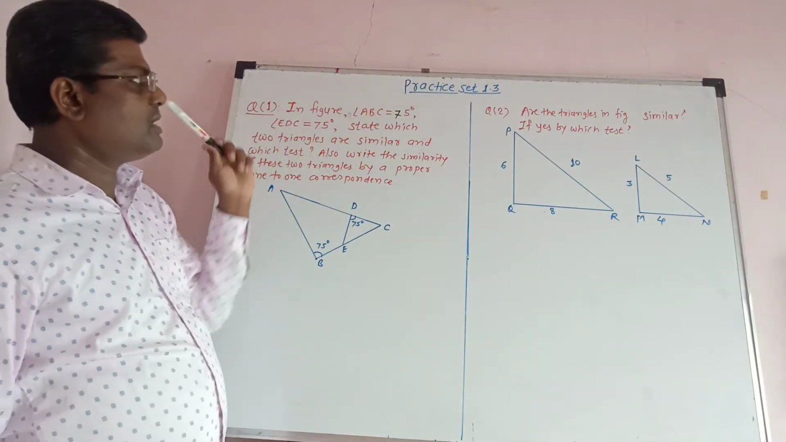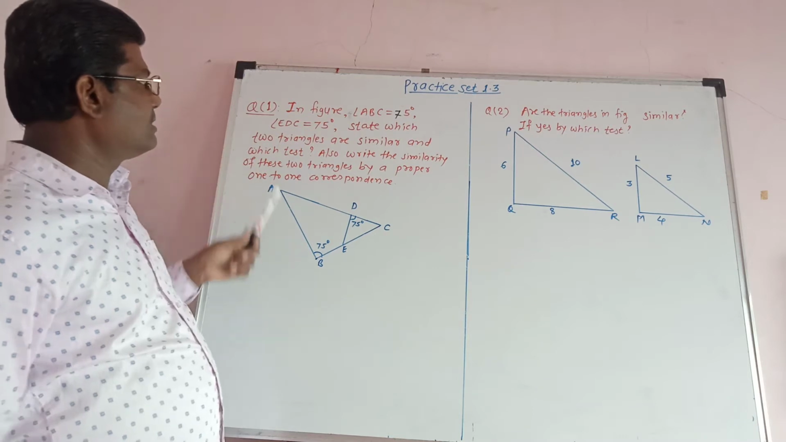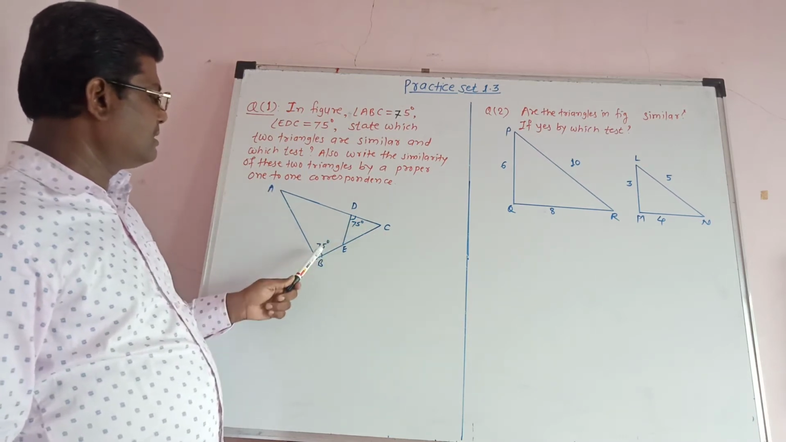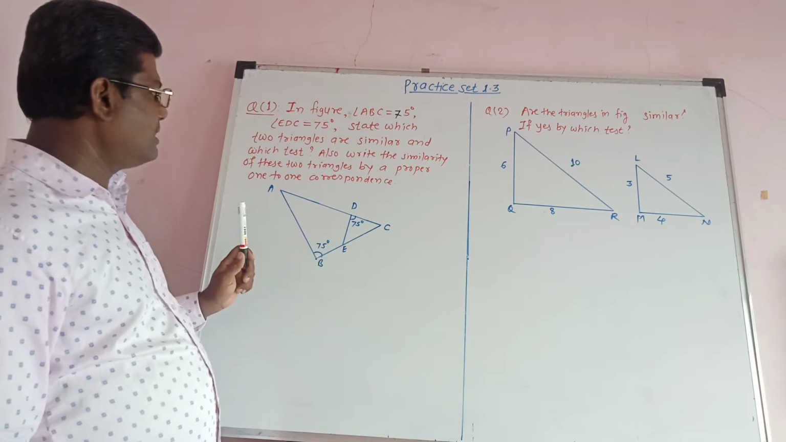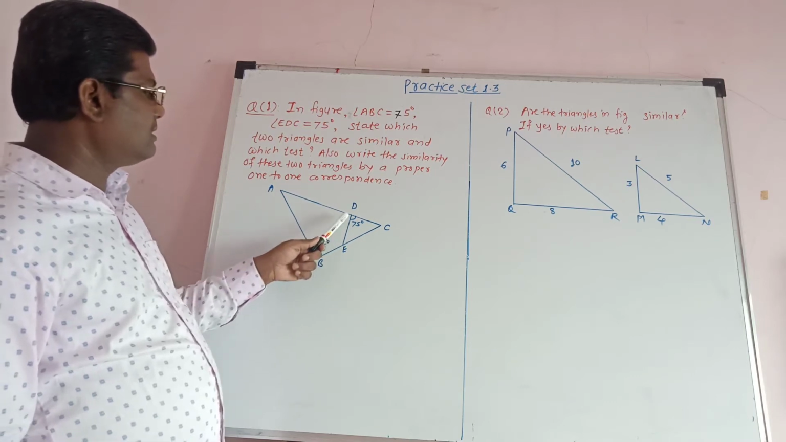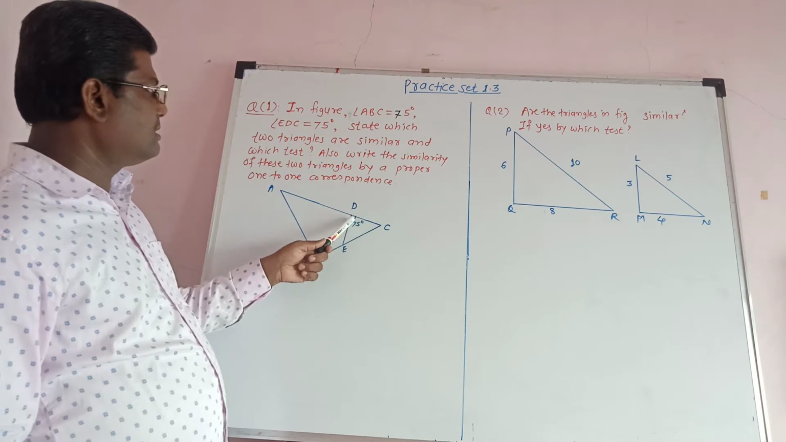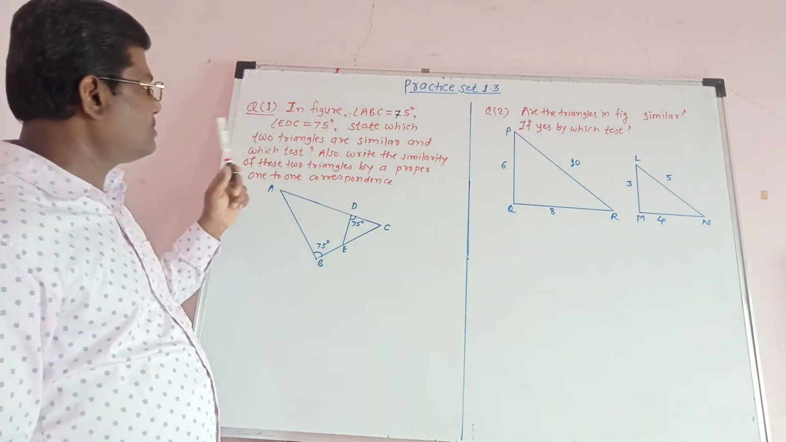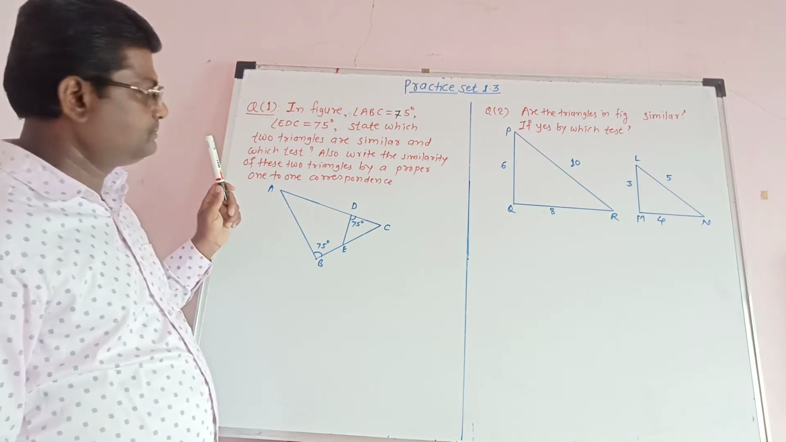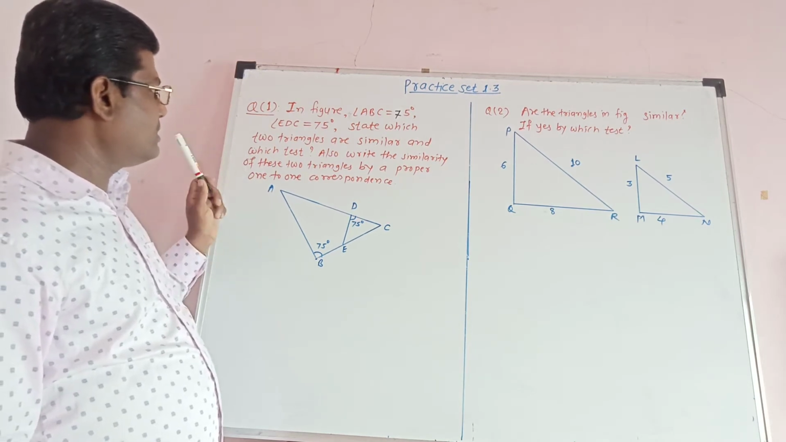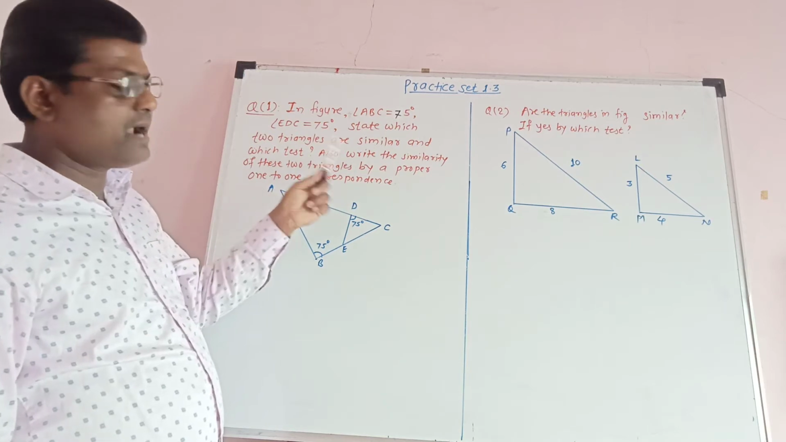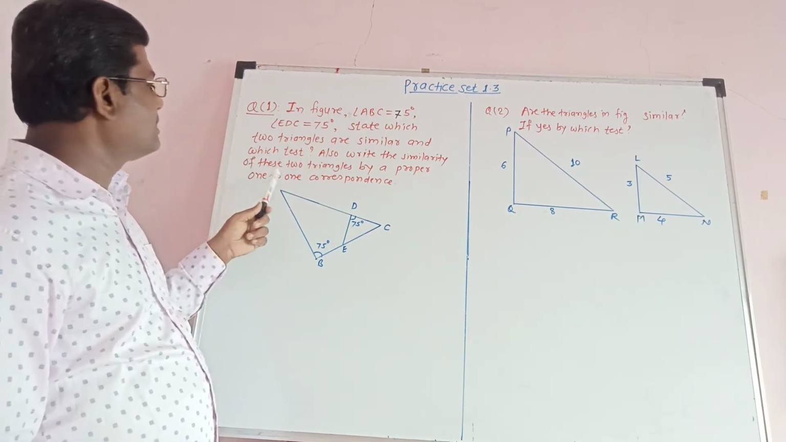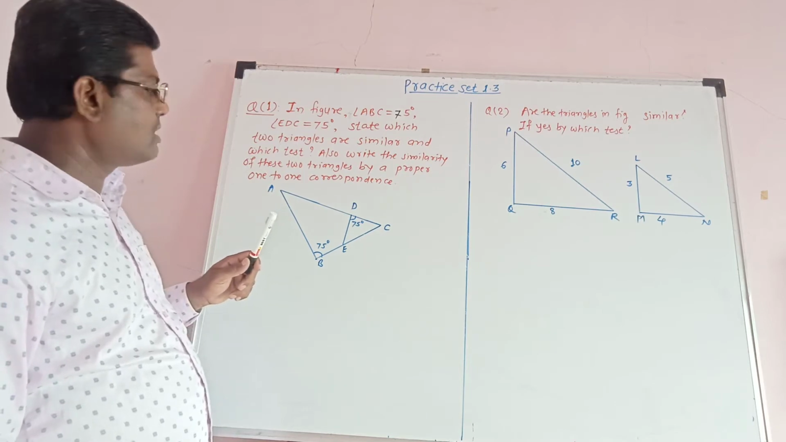Practice set 1.3, question number 1. In the figure, angle ABC is equal to 75 degrees. Angle EDC is equal to 75 degrees. State which two triangles are similar and by which test. Also write the similarity of these two triangles by proper one-to-one correspondence.